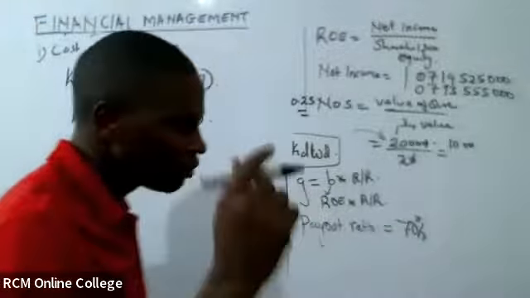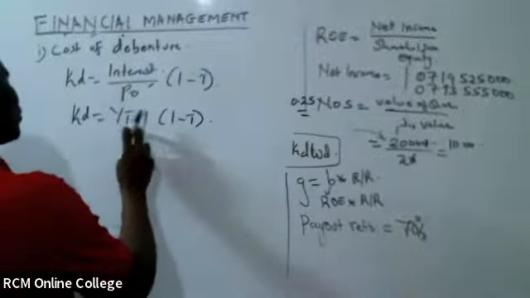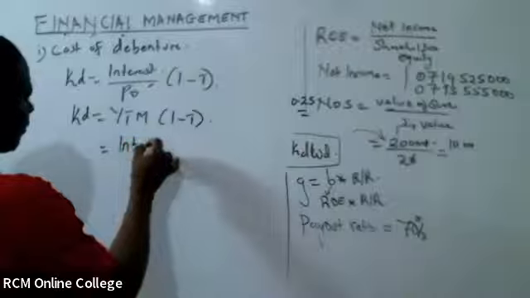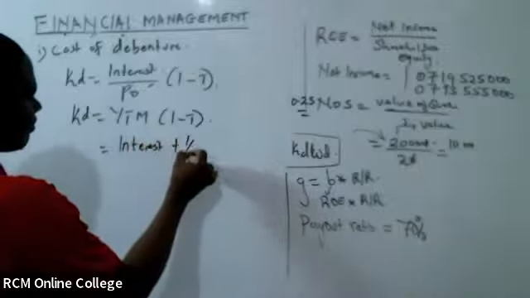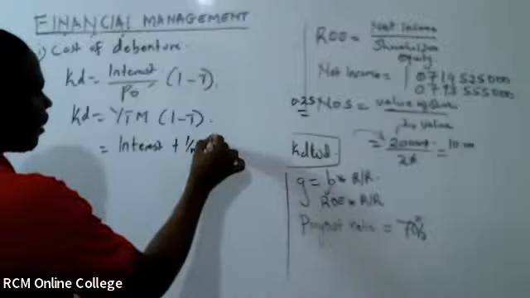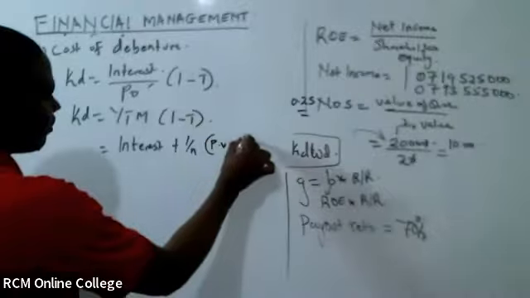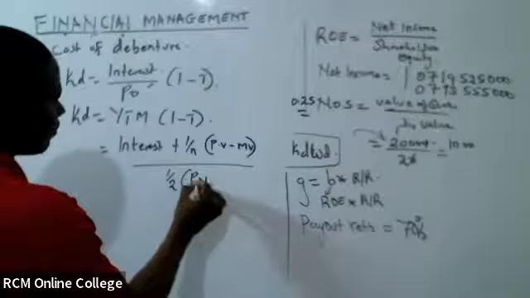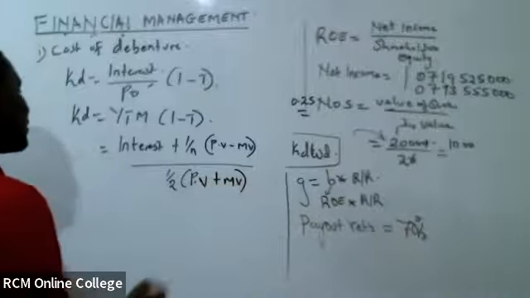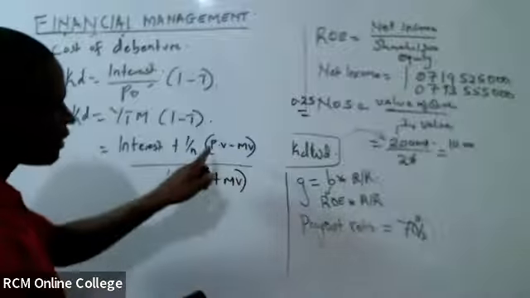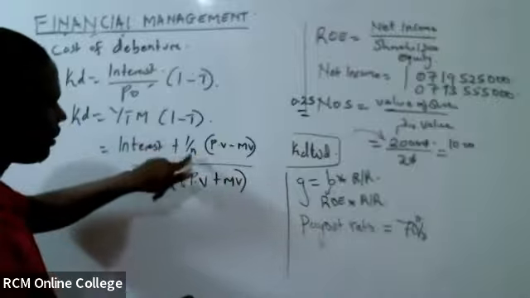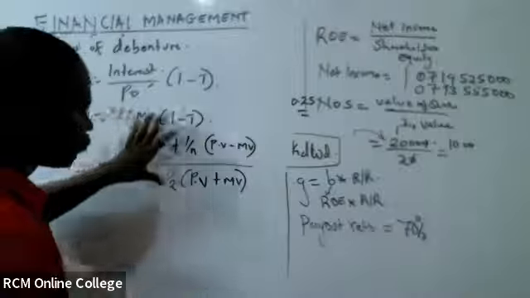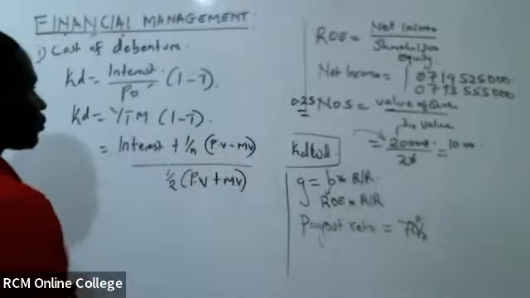Class, please note this. YTM, which stands for yield to maturity, its formula is given by this: you get interest plus 1 over n times par value minus market value, and then you divide this by a half of par value plus market value. This is a very important formula. Here n is the number of periods. So for the KD of the redeemable debenture, this will be the formula, and whatever you get, you adjust for tax.